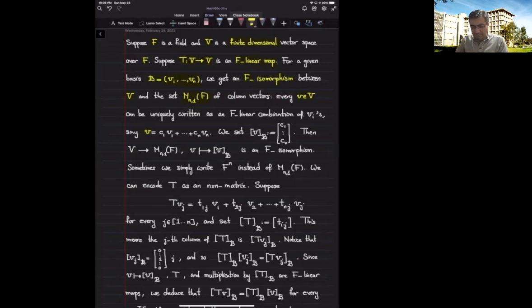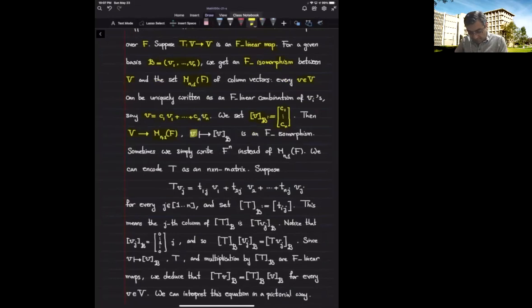So again, for every vector v, I'm going to write it as a linear combination of v1 to vn, because the v sub i's span the entire V. There is such a linear combination, and because the v sub i's are linearly independent, such a linear combination is unique. So there are unique c sub i's in F so that this equality holds. Now I'm going to define [v] sub B to be the column vector that consists of these coefficients. Now the map from the vector space V to column vectors with entries inside the field F that sends v to this column vector is an F isomorphism. It is F linear.